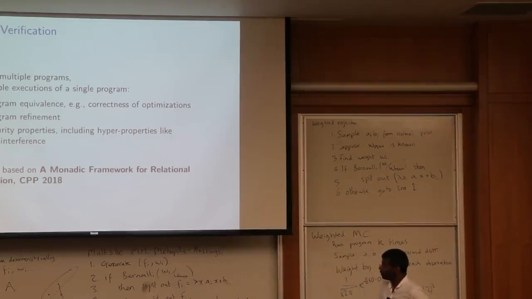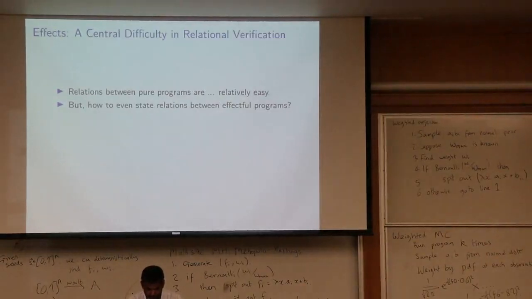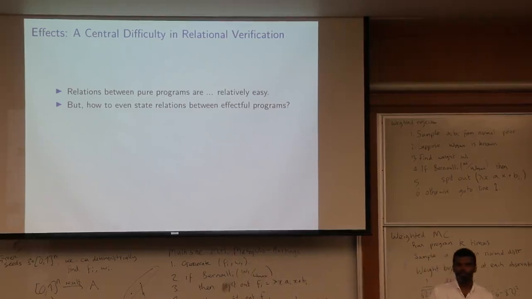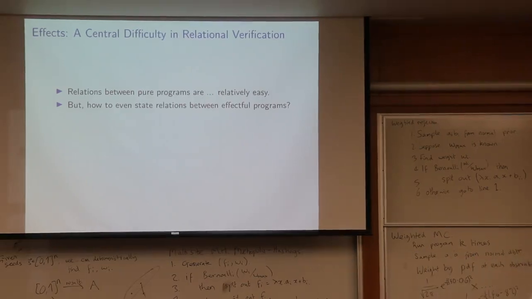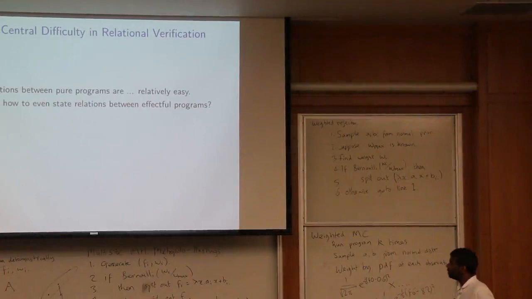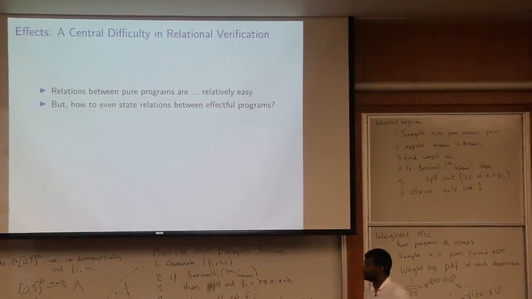The first part of the talk is based on a paper that we had last year at CPP, about a framework for relational verification in F star, and it's a monadic framework. One thing to observe is that if you have pure programs, stating relations among pure programs is kind of easy. It's just talking about two functions and relating their results, and we know how to do that pretty well. Many proof systems have support for stating relations among pure programs. One of the main difficulties is how do you state relations between effectful programs? Let alone do proofs, how do you even state the relations?